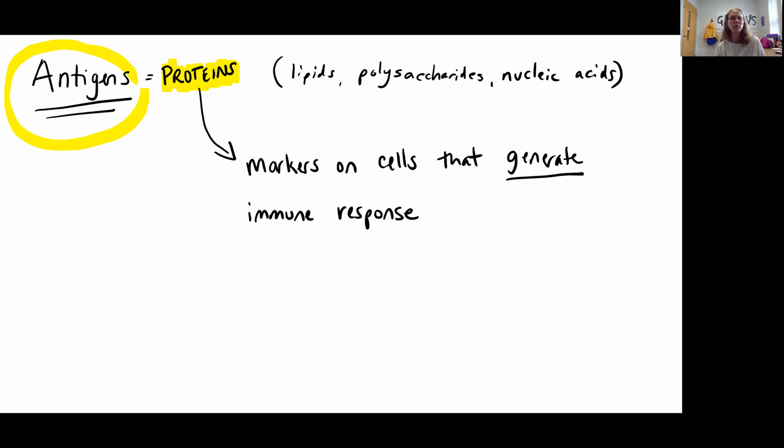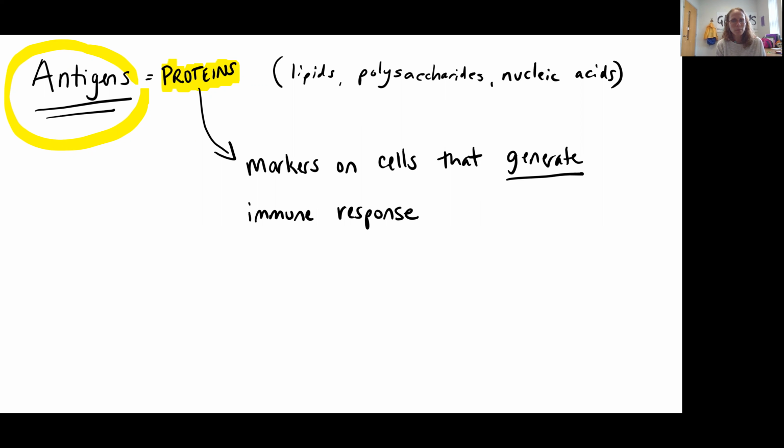Okay, and before we can go further, I've used the word antigen. We need to make sure we're really clear on what this means. Antigens are typically protein markers on your cells. Remember we talked about glycoproteins as being like little name tags on our cell membranes. Well, they're not just on our cells. All cells have some protein markers on the outside.